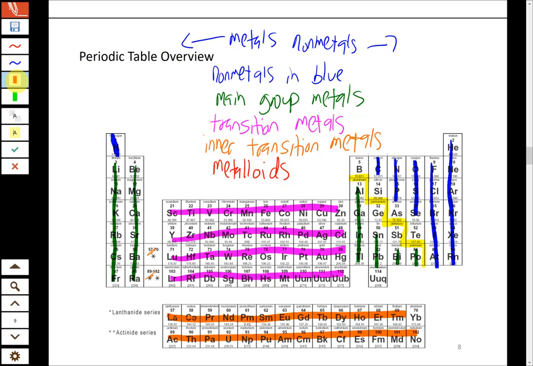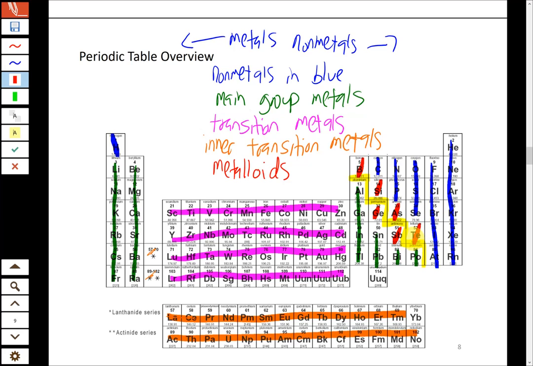And they're going to be shown, again, these ones right along the staircase: boron, silicon, germanium, arsenic, antimony, and tellurium. Some sources might categorize other ones that are close to the staircase as metalloids. Sometimes I think I've seen bismuth or tin categorized as a metalloid, but tin's more of a metal. But these six here, boron, silicon, germanium, arsenic, antimony, tellurium, which are all right along that staircase, are called metalloids.